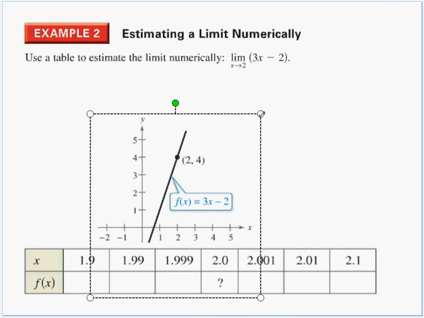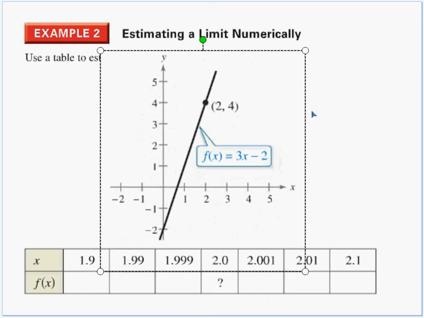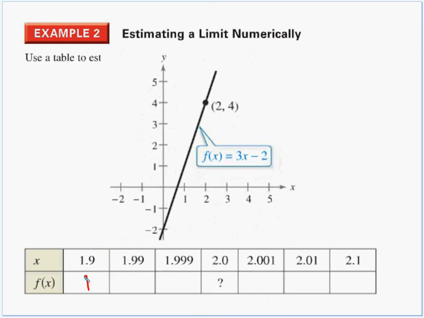And here's what was happening graphically. So we went to 1.9, and we got our output of 3.7. So that was just below that 4.0. And then we got closer, 1.99. So we got even closer in there, and we got even closer to 4. And then we got real close, 1.999, and we were just under that dot at 3.997.